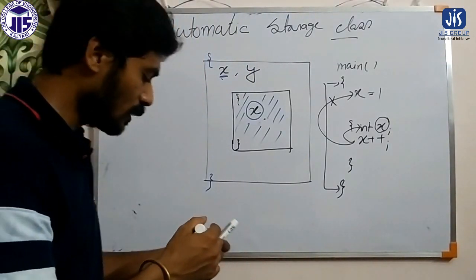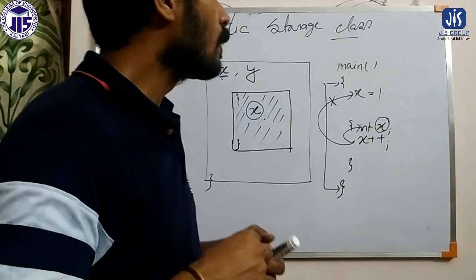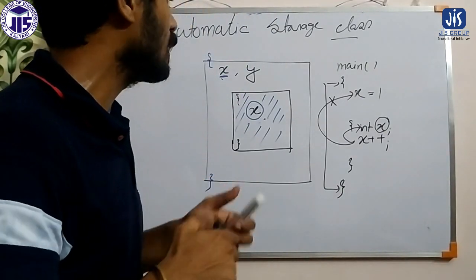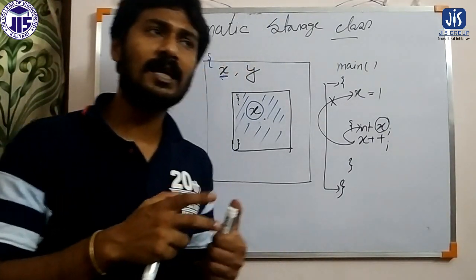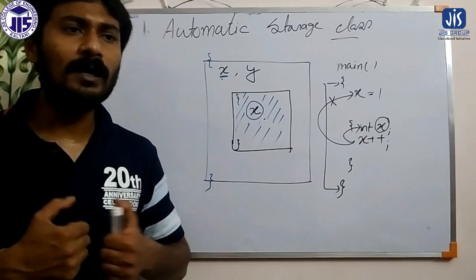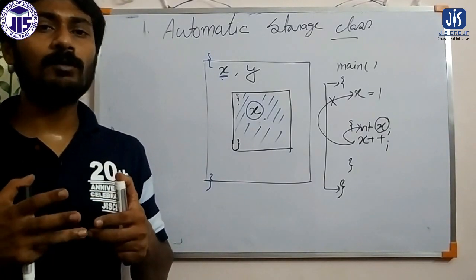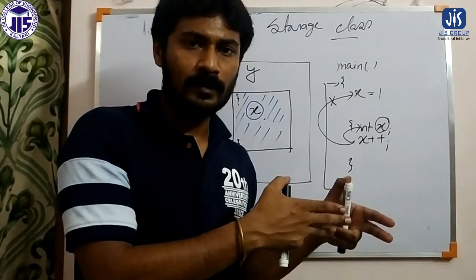So that is all about the automatic storage class. So as a summary about the automatic storage class, we can say, if we declare a variable as automatic, the variable will be stored into the RAM.